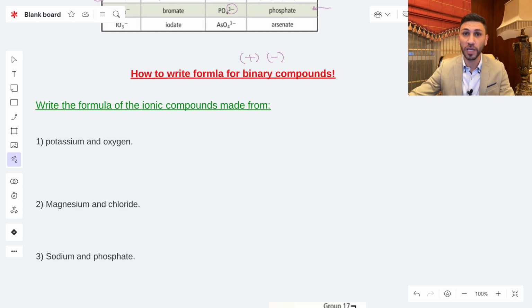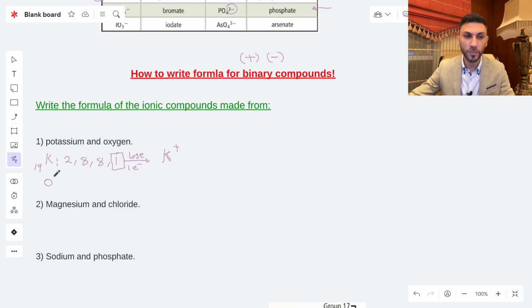Now, the first step is to look at the periodic table. I know that potassium is in group 1. That means it has 1 valence electron and it will become potassium positive 1. If we forgot about this, let's write potassium from the periodic table, K, which has 19 electrons, atomic number. So I'm going to write the electron configuration: 2, 8, 8, and 1. This is 19 electrons, and the number 1 here is the valence electron. So it's going to lose 1 electron to become K positive 1.